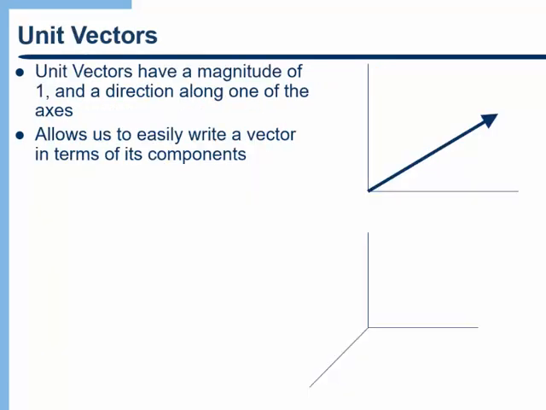Let's look at the concept of unit vectors. A unit vector is a vector that has a length of 1 and is directed along one of the axes. So we have 3 unit vectors. The unit vector that points in the x direction is unit vector i. In the y direction, we have unit vector j. And if we have a three-dimensional problem where we have x, y, and z, then in addition to unit vector i and unit vector j, we have unit vector k.